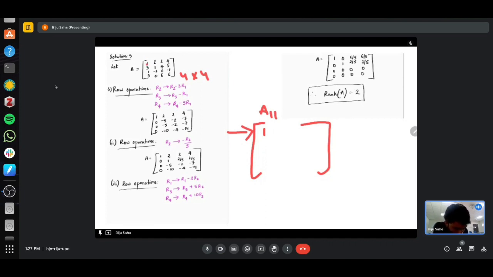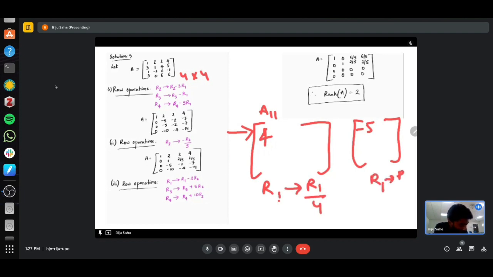But in case it was some other value, like 4, or let's say -5, what you have to do is multiply some constant to this first row so that it becomes 1. In this case you would change it as R1 by 4, or here you change it as R1 equal to R1 divided by -5. That is what you have to do if A11 was not 1, but since in this case it is already 1, we don't need to bother about it anymore.